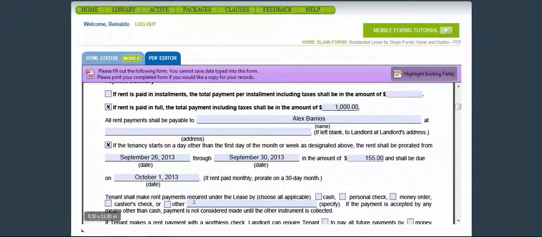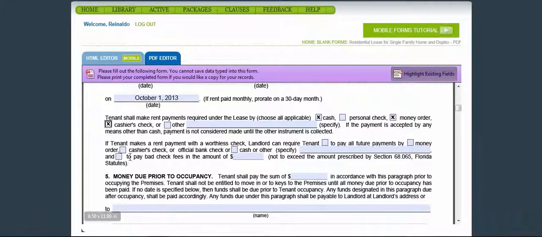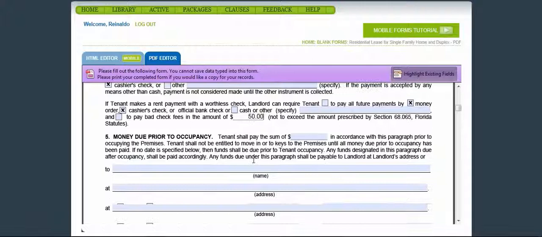All right, tenant shall make the payments required under the lease. Either you click here cash. Some do not accept personal checks, money order, or cashier's check. If the tenant makes a rent payment with a worthless check, then he needs to make all future payments in a money order or a cashier's check, and whatever the fees are. Normally it's $50 for a bounced check.